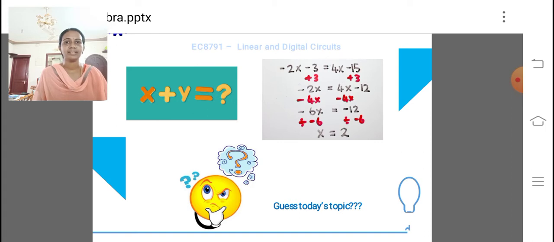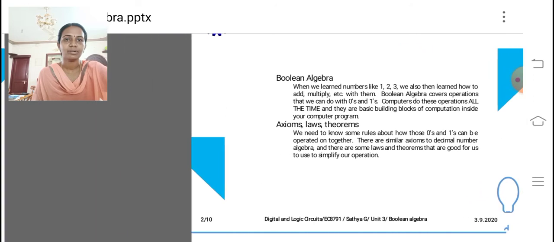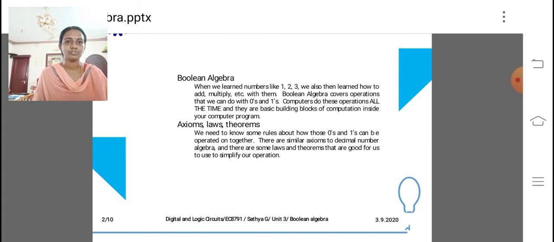I think everybody has found a clue. Yes, of course, your guess is correct. Today we are going to discuss the topic of Boolean algebra. It is a basic unit of digital circuit design. Boolean algebra plays a vital role in digital circuit design.